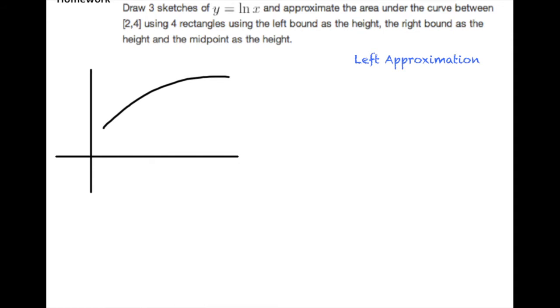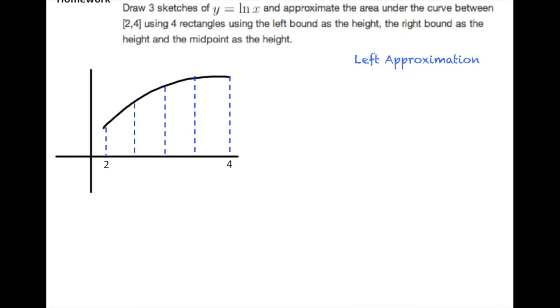Okay, so the first one, I'm going to do the left approximation. So I know it goes from 2 to 4, so that's what I'm going to write first. And then I know I need 4 rectangles, so I'm just going to break it up into 4. Now you'll see this curve does look quite similar to the natural log of x actually, but it's very much a visual for me. It is arbitrary. I just draw the curve so I can get a visual for what I'm finding.